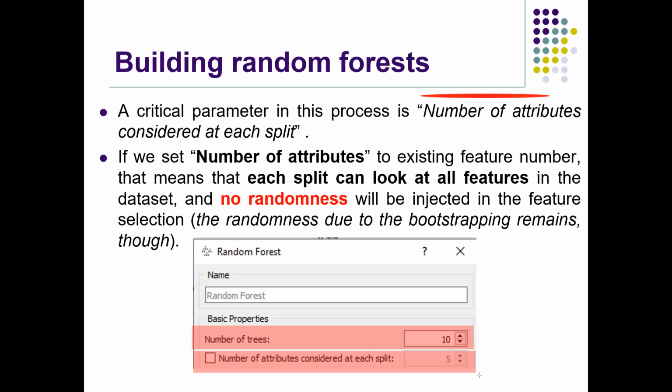But if I set this number of attributes equal to the number of the features in the original data set, what happens? Assume that in the original data set we have 15, and here we also have 15. So what happens? Nothing will change, I think. But don't forget the bootstrap.